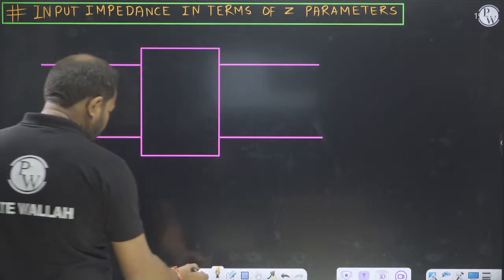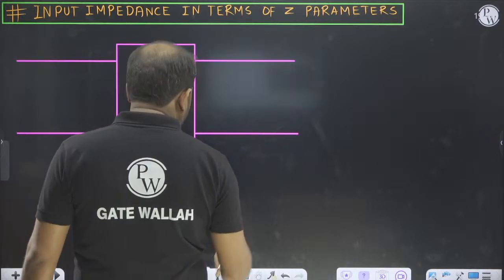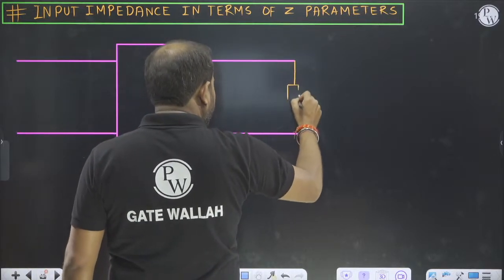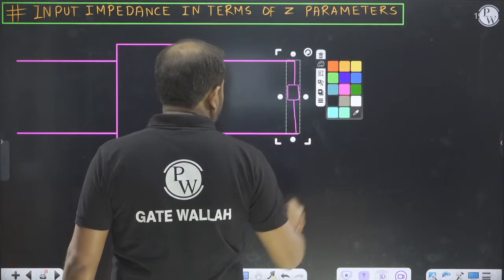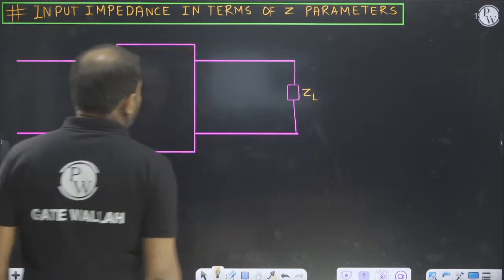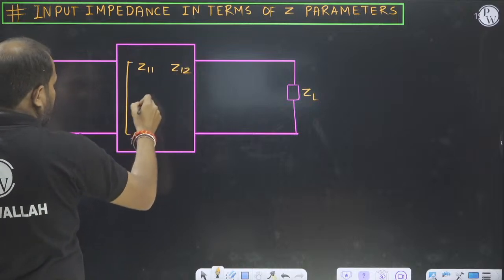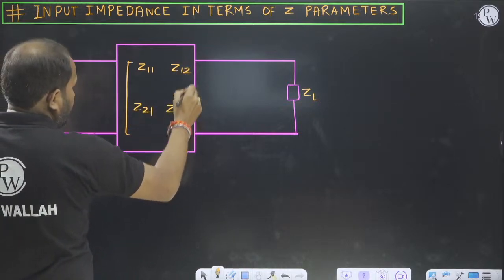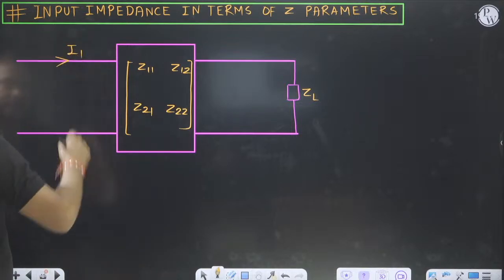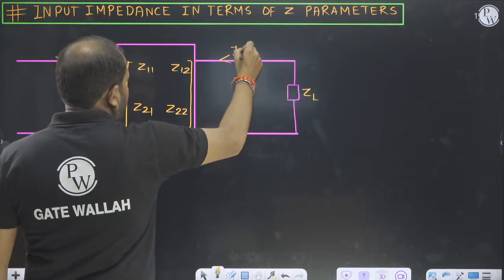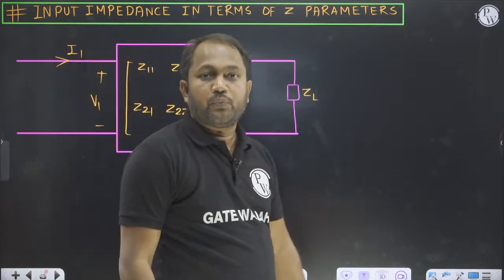There is a load impedance here, ZL. And Z parameter is given, Z11, Z12, Z21 and Z22. This type of question may be asked in the GATE exam. Surely, this is I1, this is I2 and this is V1. So what is the problem with input impedance?